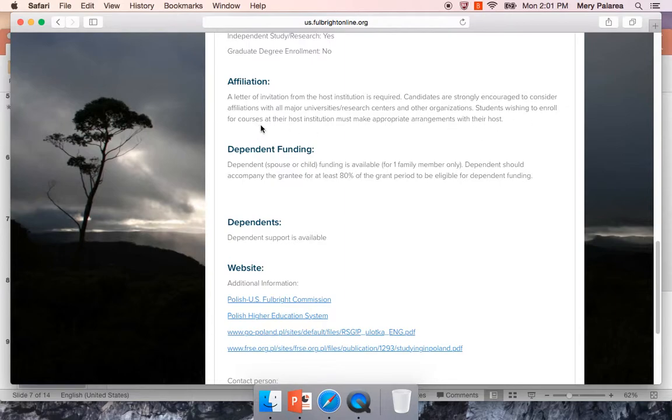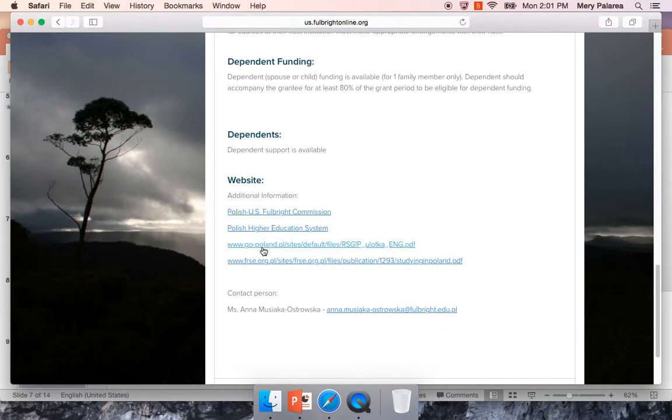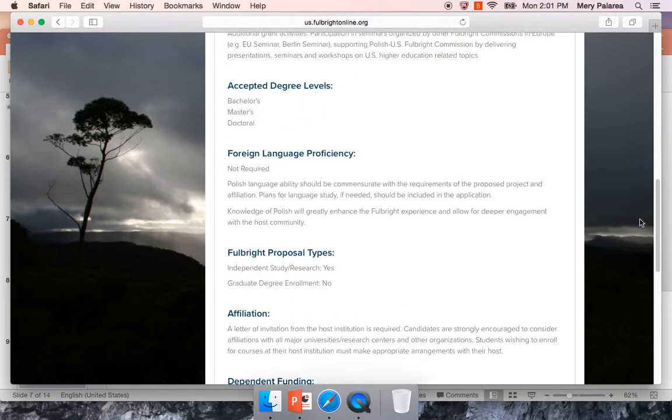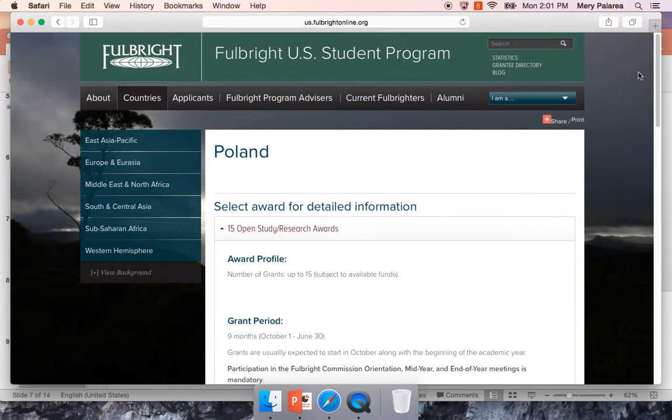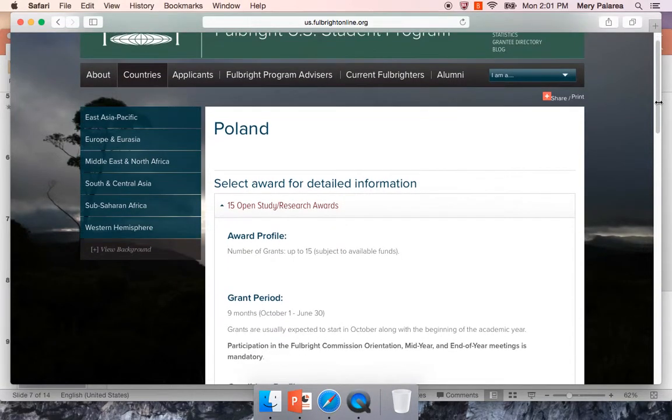Students wishing to enroll for courses at their host institution must make appropriate arrangements with their host prior to their application. They will support some dependents, so that's great. And then below here they have some more information, other further websites for you to look at, and then a contact, which is fantastic. This is really good to know, to ask specific questions, maybe even to contact to see if your potential affiliates would be appropriate for the type of award that you're applying for. They're usually very open to answering those questions.